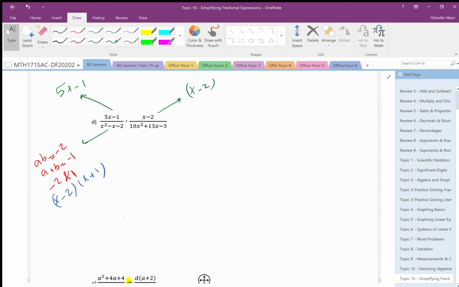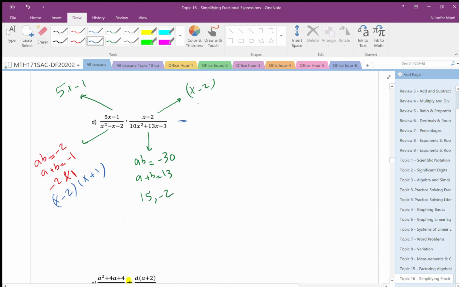How about here? I'm looking for two numbers. If I multiply them, -30. If I add them, 13. Okay, so it is 15 and -2. Yes, okay, so step by step. So 5x minus 1, I don't need to do anything. x minus 2, I don't need to do anything. x minus 2 multiplied by x plus 1. Yes, here this one is different.